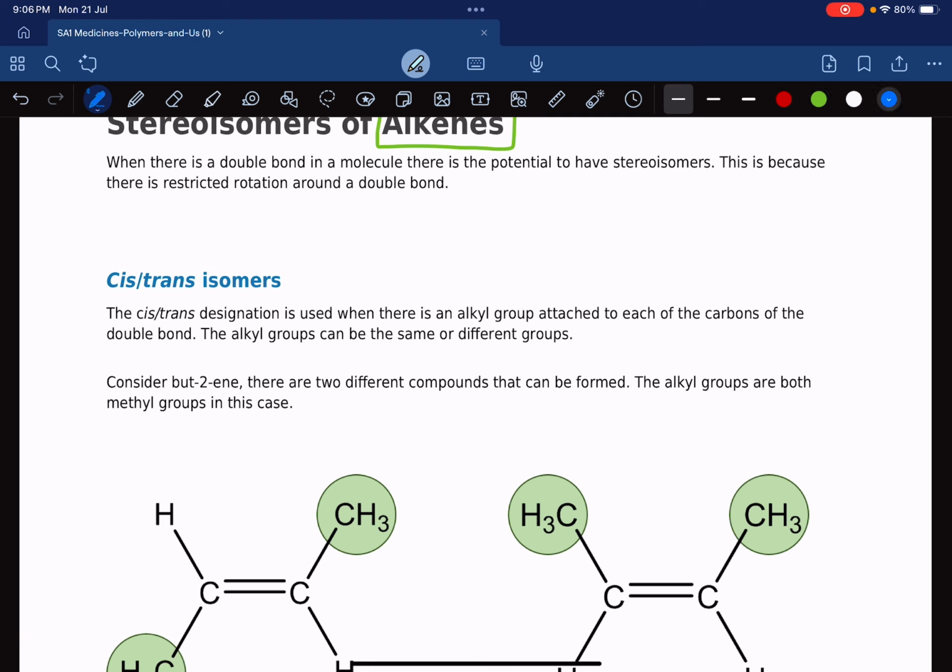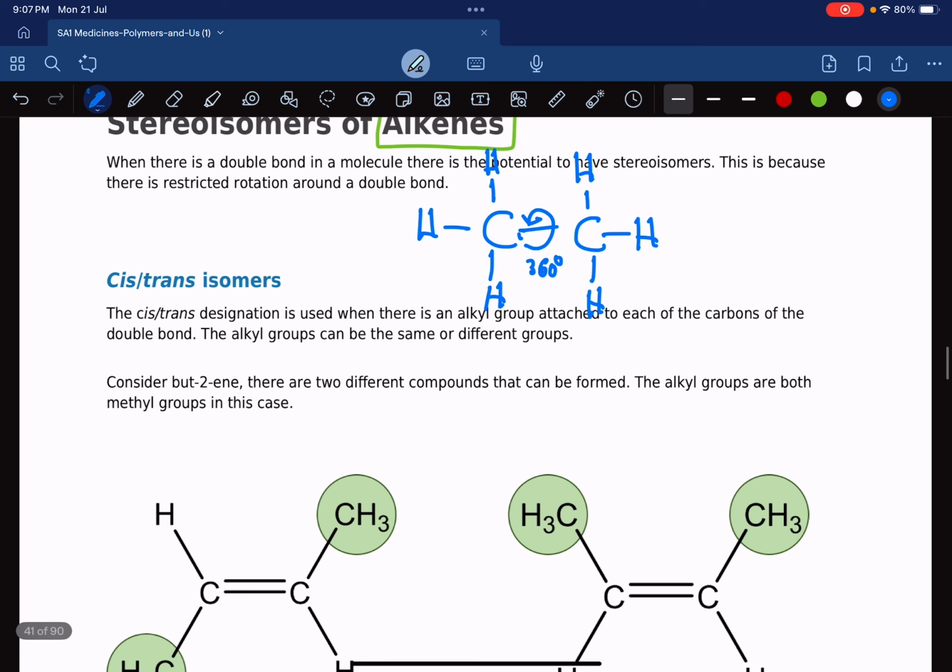Okay, see, when you have an alkane, let's say you have ethane. When you have ethane, the two carbon atoms are bonded by a single bond. This single bond can rotate. That means you can rotate 360 degrees. It can spin. It can rotate along that line.